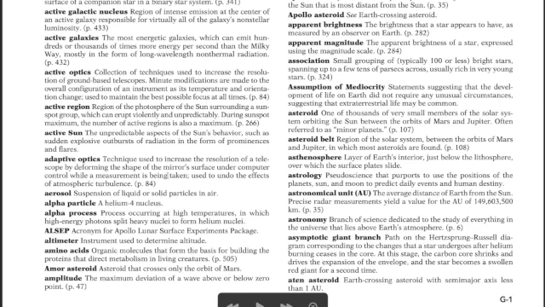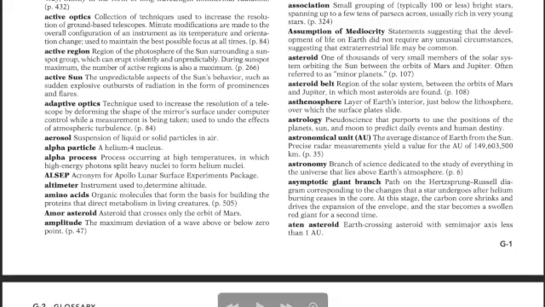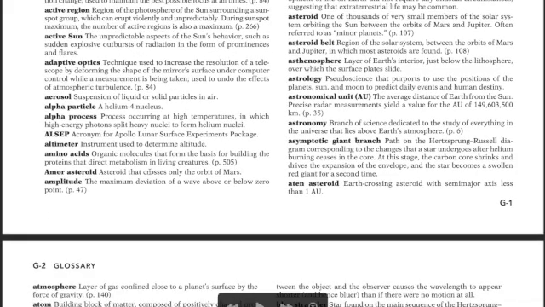Okay, adaptive optics improves the resolution of a telescope by deforming the shape of the mirror surface under computer control while measurements are being taken, used to undo the change of the atmospheric turbulence. Optics on Earth is difficult because of the atmosphere. Next, aerosol: a suspension of liquid or solid particles in air. Some examples of aerosol are smoke and fog.